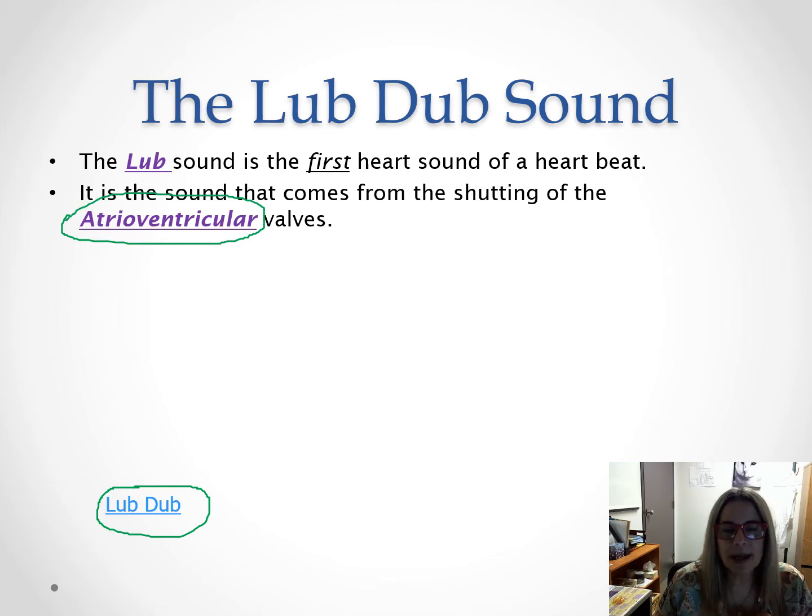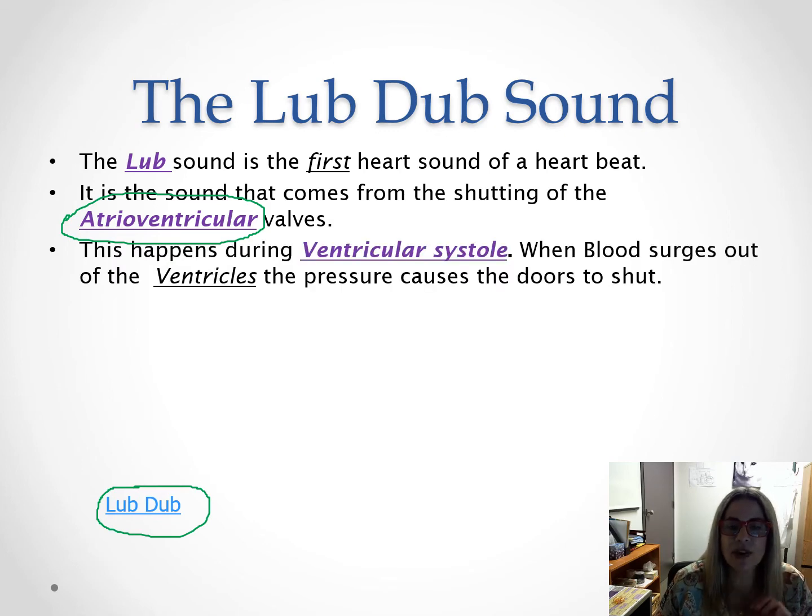So it's a misconception that when you listen to a heart, it's actually the ventricles contracting and the contraction of the heart that's making the sound. It's actually not. It's the opening and closing of the different types of valves. So the lub is the closing of the AV valves. Okay, so remember those are your cuspid valves. And this happens during ventricular systole.